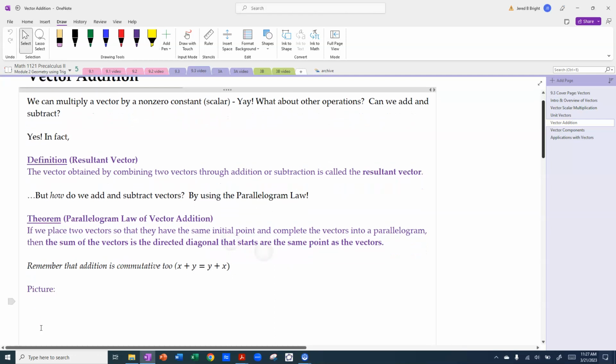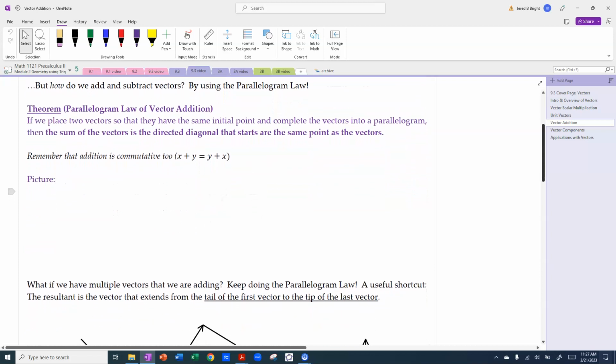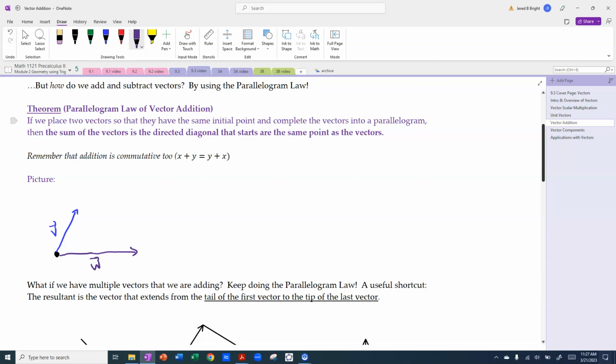Now that process geometrically is going to use what we call the parallelogram law. Okay. And you can read the description here, but I'll read it out loud for us. If we place two vectors so that they have the same initial point. Okay. So I'm going to start a picture. I'm going to make two vectors. Here is vector v, and here is vector w, and I'll make w a little bit longer. Okay, place two vectors so that they have the same initial point and complete the vectors into a parallelogram.